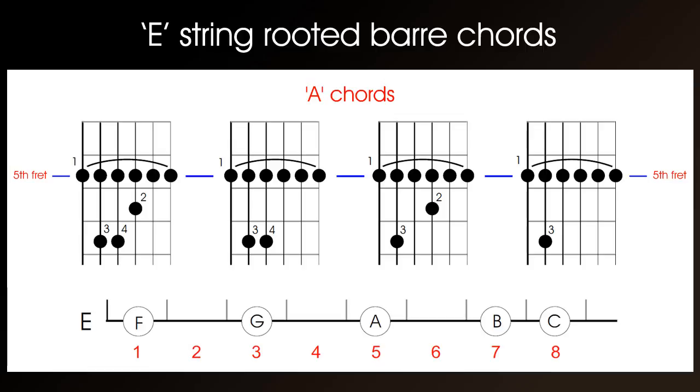This rule is true for all the frets on the guitar. So if you were to play the same shapes in the 7th fret, they would all become B chords. If you were to repeat the shapes in the 8th fret, they would all become C chords, and so on.